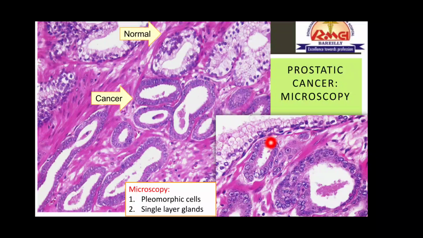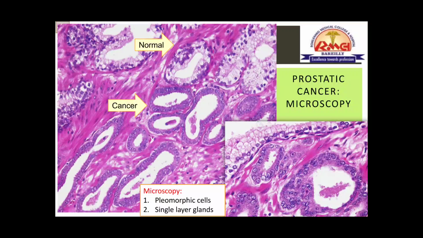So the microscopy has two most important points. First is that the cells will be atypical. These are the tumor cells, so they will be atypical, pleomorphic, hyperchromatic, with prominent nucleoli. The second important point is that they will be a single layer of glandular epithelium, not double layer. If a double layer is there, we rule out prostatic cancer. The lining should be single layered. So this is the important point about the microscopy of prostatic cancer.